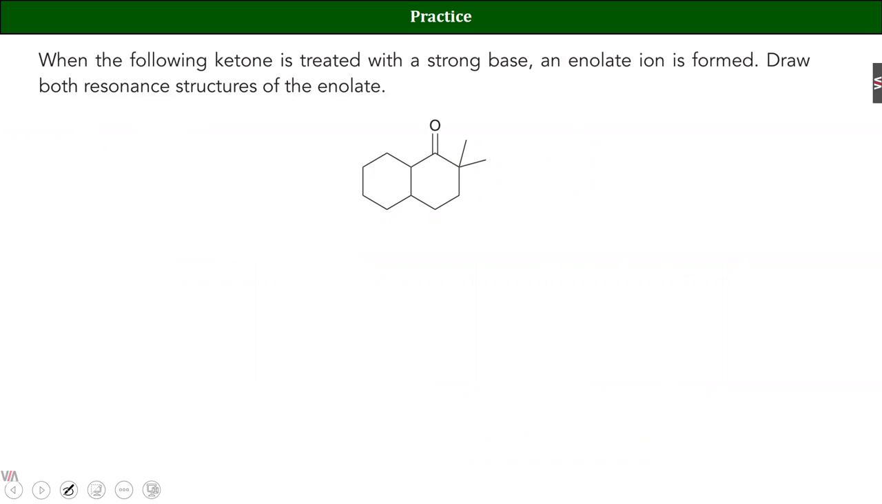All right, so let's try drawing the enolate and draw both resonance structures. So this is going to look a lot like what we just did, right? You're not doing the second proton transfer step. So try drawing the enolate, and more than one can be formed. Try drawing both.